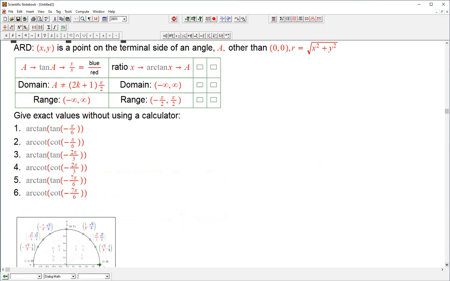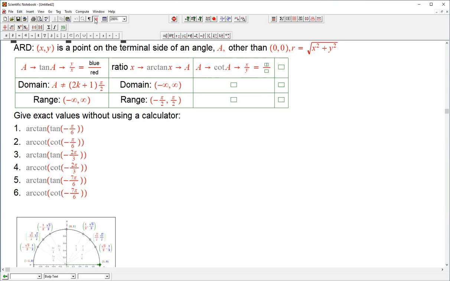Now cotangent. Cotangent once again takes angle, produces ratio, right? And what kind of ratio would that be? It's x over y, which is red over blue. Domain: the angle can be any real number, but not multiples of pi, where k are integers. And the range will be from negative infinity to positive infinity.